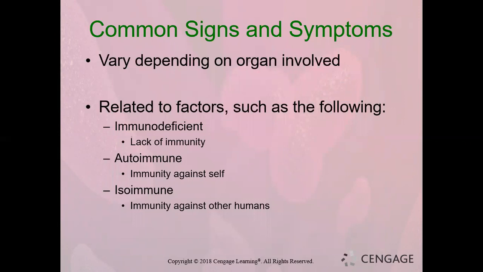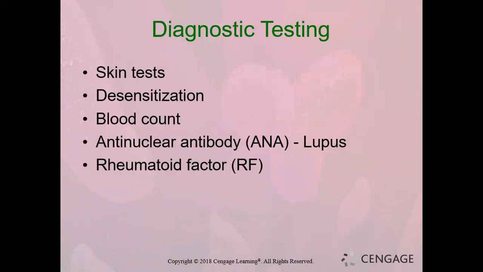Signs and symptoms vary depending on the organ that's involved. It's related to factors such as if you're immunodeficient, for people who have HIV. Autoimmune disorders can have impaired immunity. And then there's something called isoimmune, which is immunity against other humans, but you guys don't really need to know anything about that.